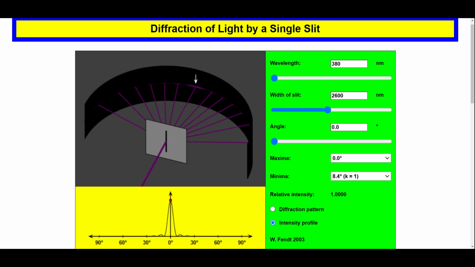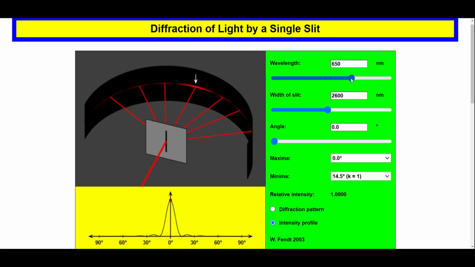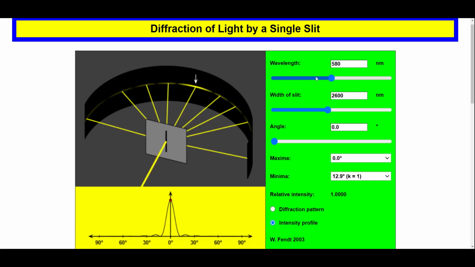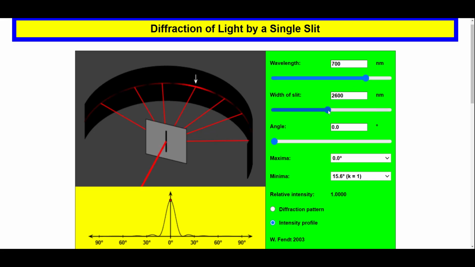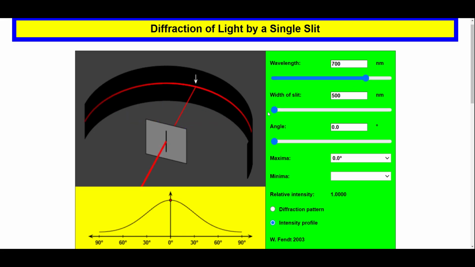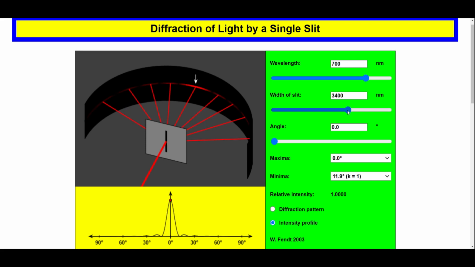So the pattern is that as the wavelength decreases, the width of the fringes decreases. And the other pattern is the width of the slit. As the width of the slit increases, the width of the fringes decreases.